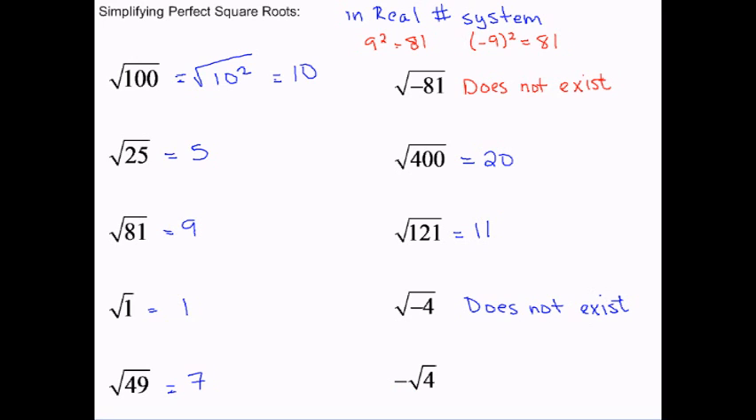Now, if the negative is hanging out front of the square root, that's allowed. What we do is we just carry that negative over. It just hangs out. And then we take the square root of 4, which is 2. So if the negative is outside of the square root, it carries out. If it's inside of the square root, it does not exist. Those are perfect square roots.